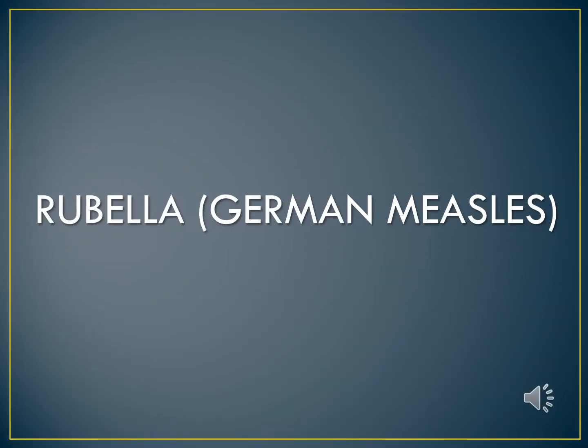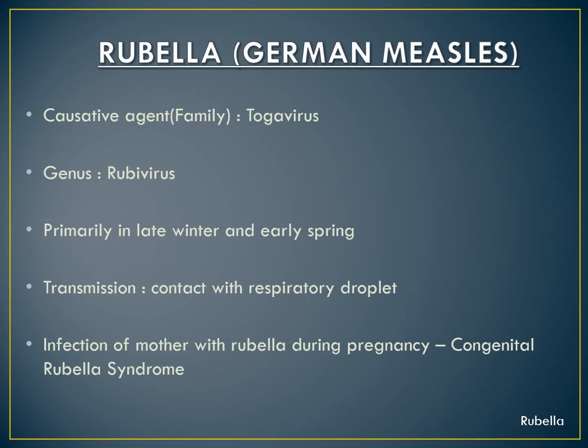Now I'll be explaining about rubella. Rubella is also known as German measles. Rubella is a mild illness caused by a virus in the family Togaviridae and genus Rubivirus. The greatest importance of this infection lies not in its effect on those who contract the acute illness, but in its capacity to induce birth defects in the developing fetus. The infection occurs primarily in late winter and early spring. The mode of transmission is through contact with respiratory droplets. Infection of the mother with rubella during pregnancy can cause congenital rubella syndrome.